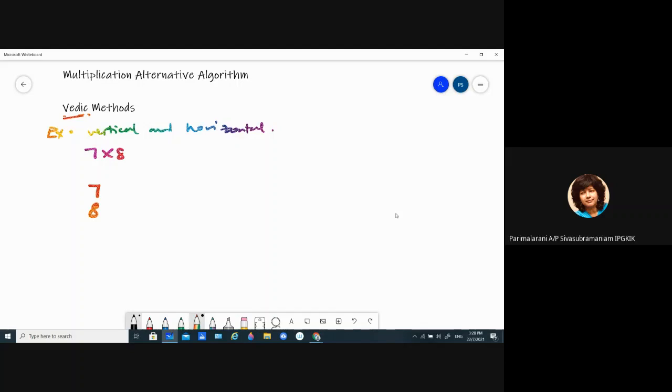The difference between 7 and 10 is 3, because these are single digit numbers, so I'm using 10. The difference between 8 and 10 is 2. So I write this down here, okay?